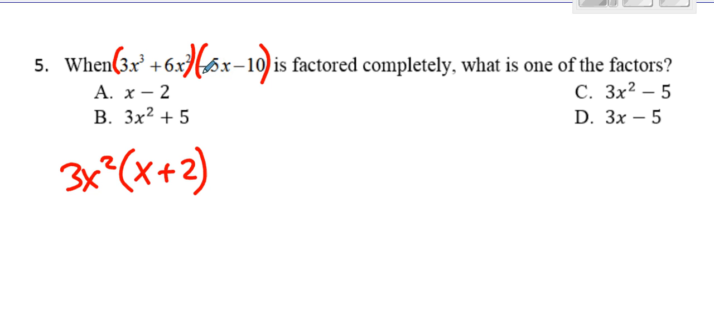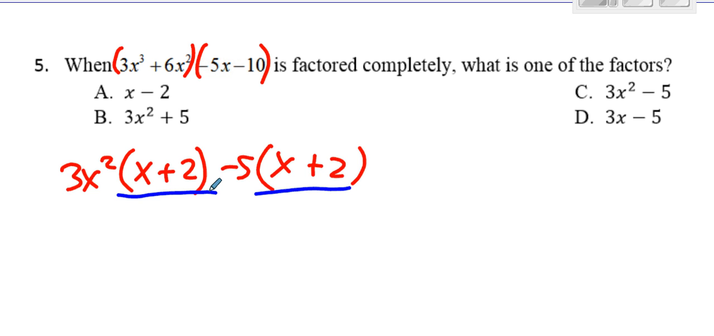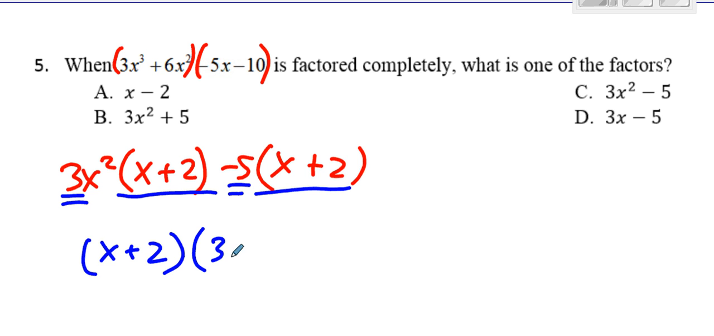Do the same thing for the other part. Negative 5 and negative 10, you can take out a negative 5. And when you do, you're left with x plus 2. Factoring by grouping, these two parentheses always need to be the same. And when they are, that's one of your factors. And then the front things that you factored out go into your other parentheses and you're all done.